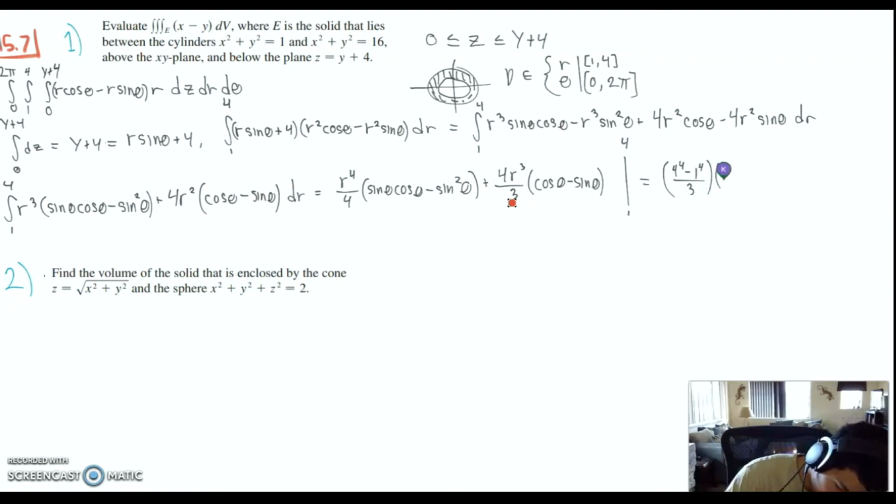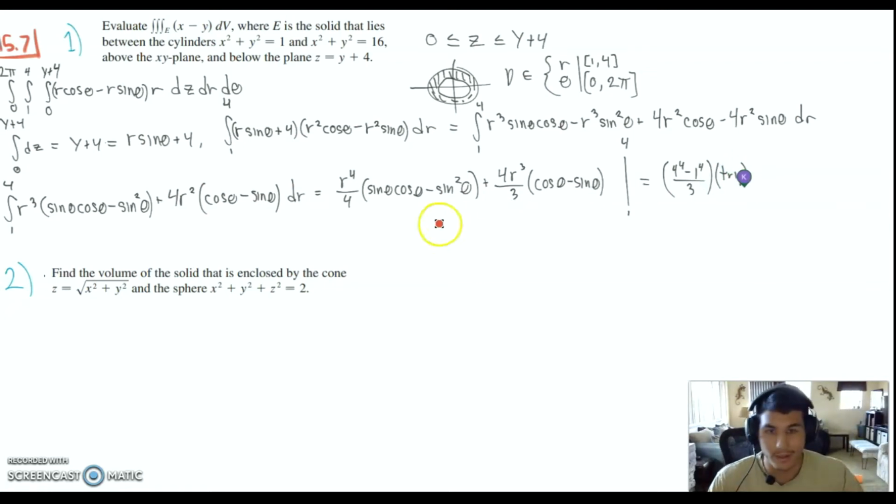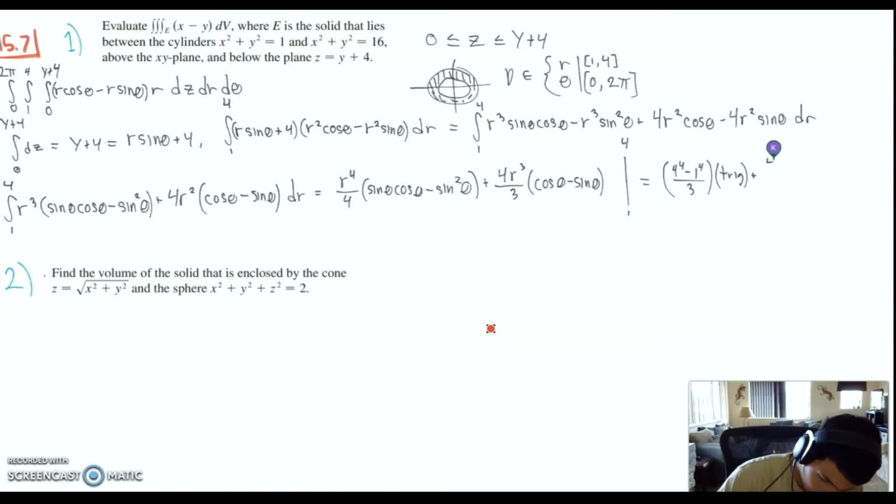Okay, and I'm just going to write trig. Why? Because I don't have that much space. We're going to rewrite it later, don't worry. We get 4 over 3, 4 over 3, and it's going to be 4/3 minus 1.